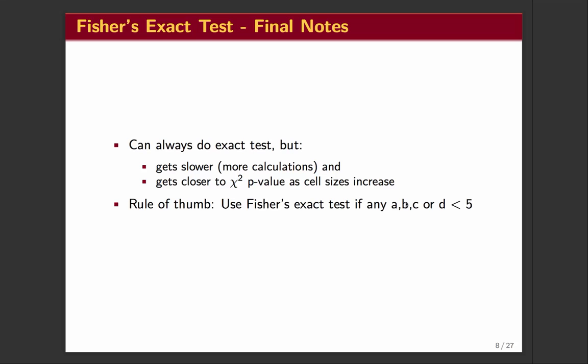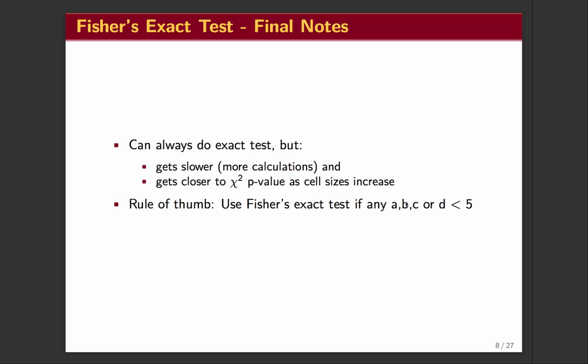So something to consider is that we can always do the exact test. You could run Fisher's exact test on any data that you want. The issue is that it gets slower as the tables become larger, as the size of the data becomes larger. So our preference is to use an approximation, and we can use an approximation when we have sufficient sample size. But as a general rule of thumb, if you have any of your four cells in a 2x2 table that are less than 5, Fisher's exact test is the right way to go.